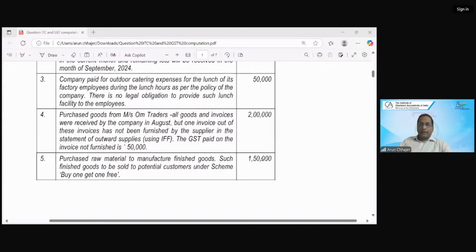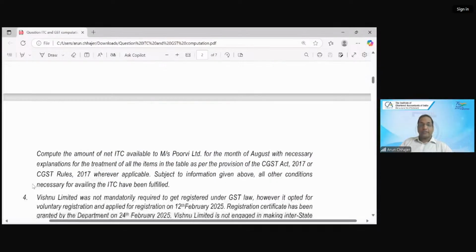Okay. So by this we have completed this question. So what is the total eligible ITC in this case? The total eligible ITC in this case is 1,50,000 here and 1,50,000 here. Absolutely correct. Total is 3 lakh. Okay, let's come to the next question.